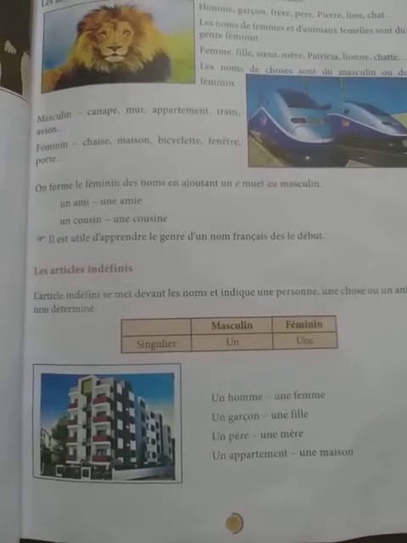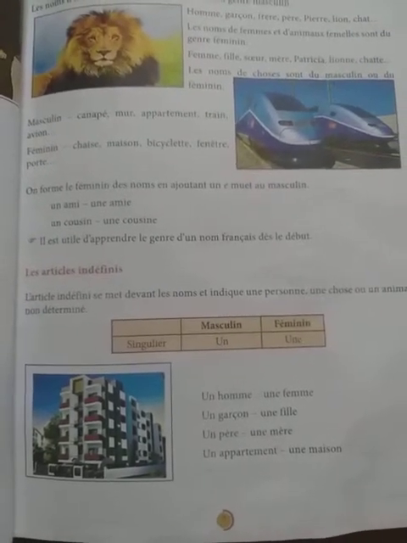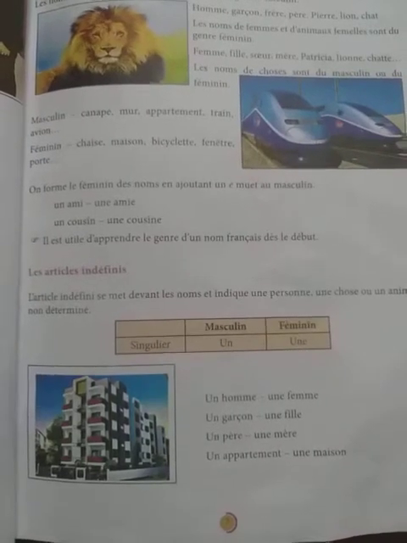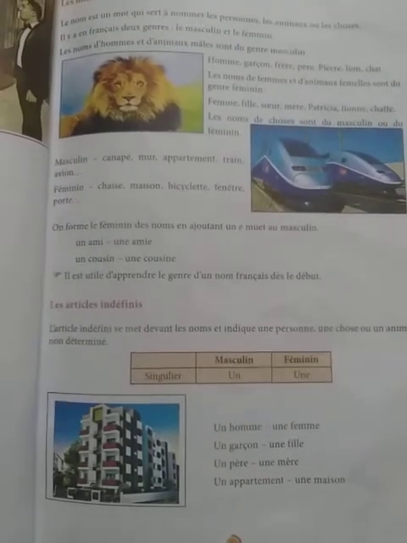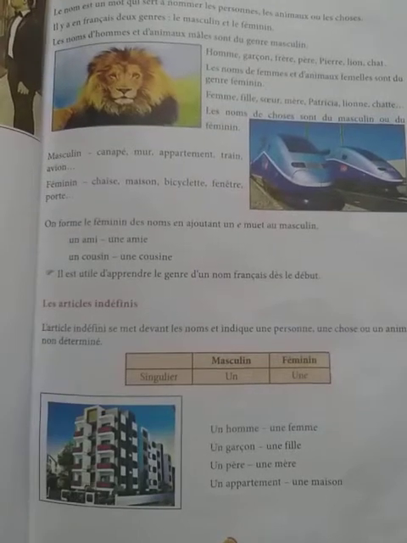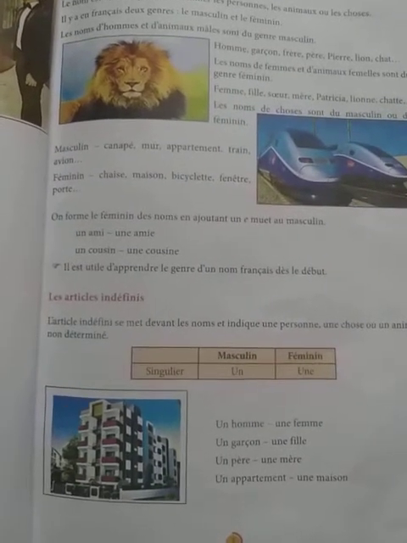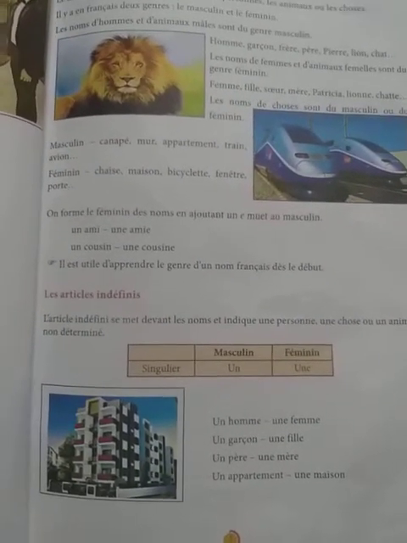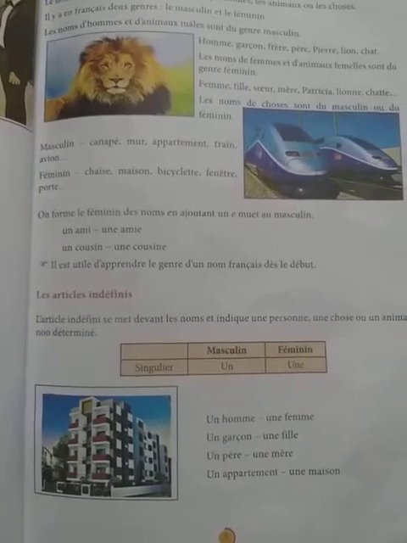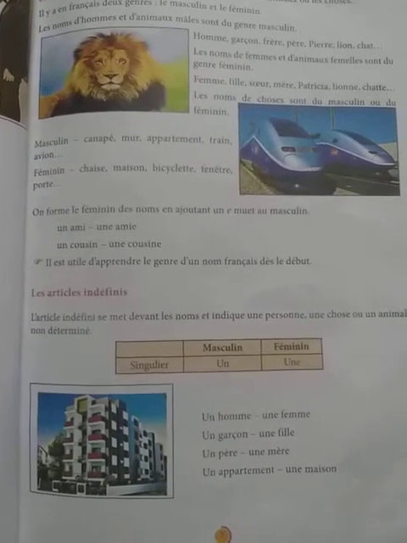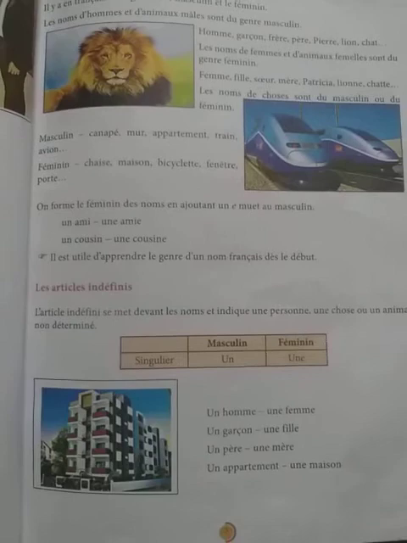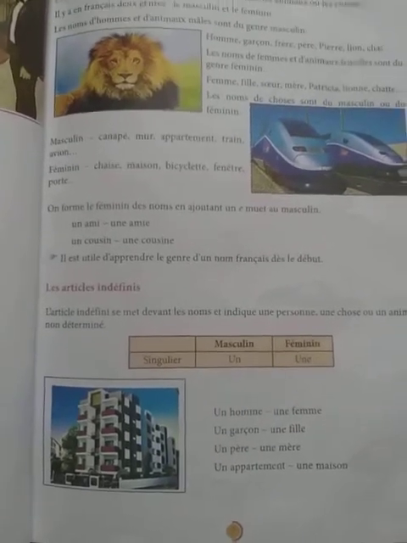Now going through the grammar, page number 4 and 5. We have finished the pronoun sujet, pronoun tonic, and the nouns. How will be the nouns? What type of nouns are there? How to identify the nouns? How to differentiate the nouns, masculine or feminine? What is the method? Now we are going to see the article indéfini on page number 5.